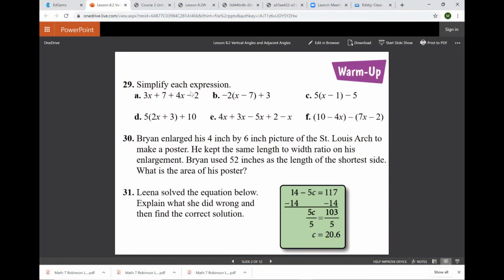So let's look at each expression. We need to simplify it, make it as simple as possible. And there's a few different rules that we know about when it comes to equations. So one rule that we know about is combining like terms. And we said that was similar to being in the same family.